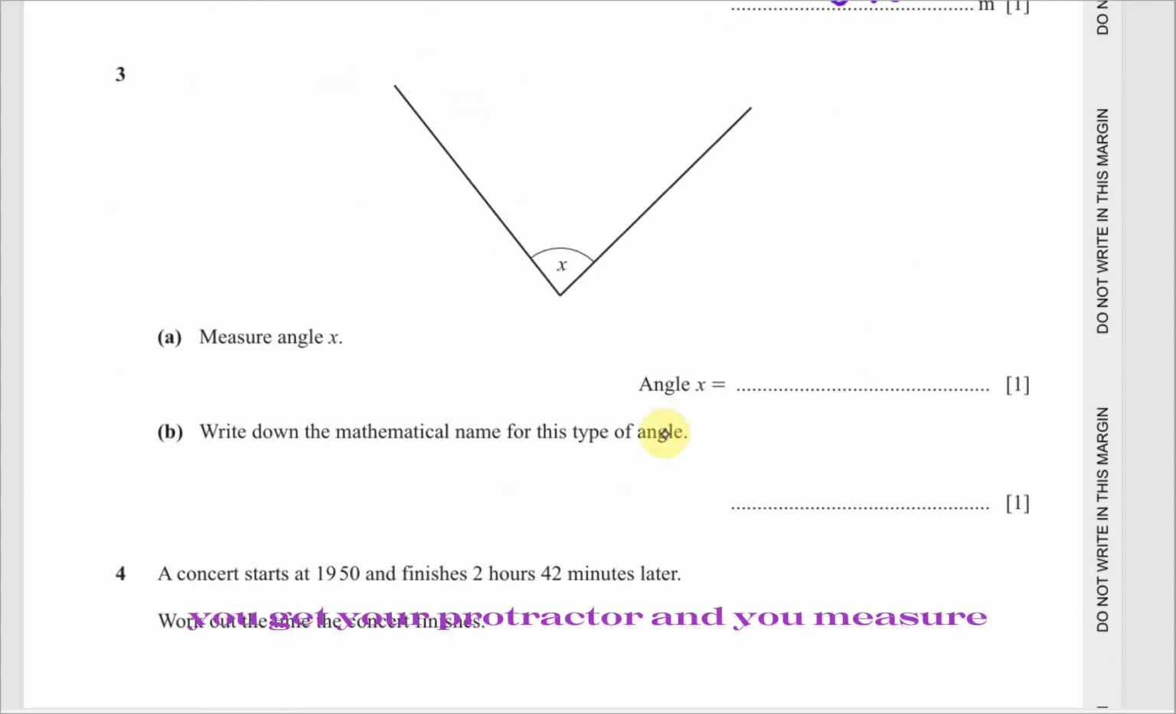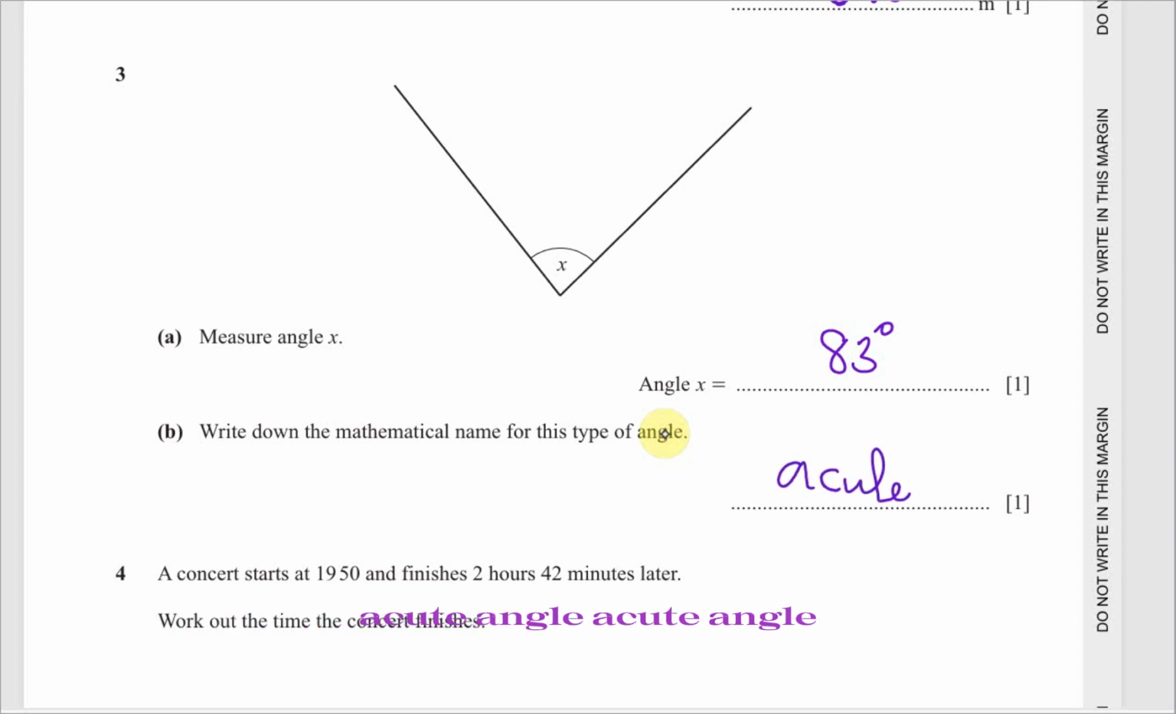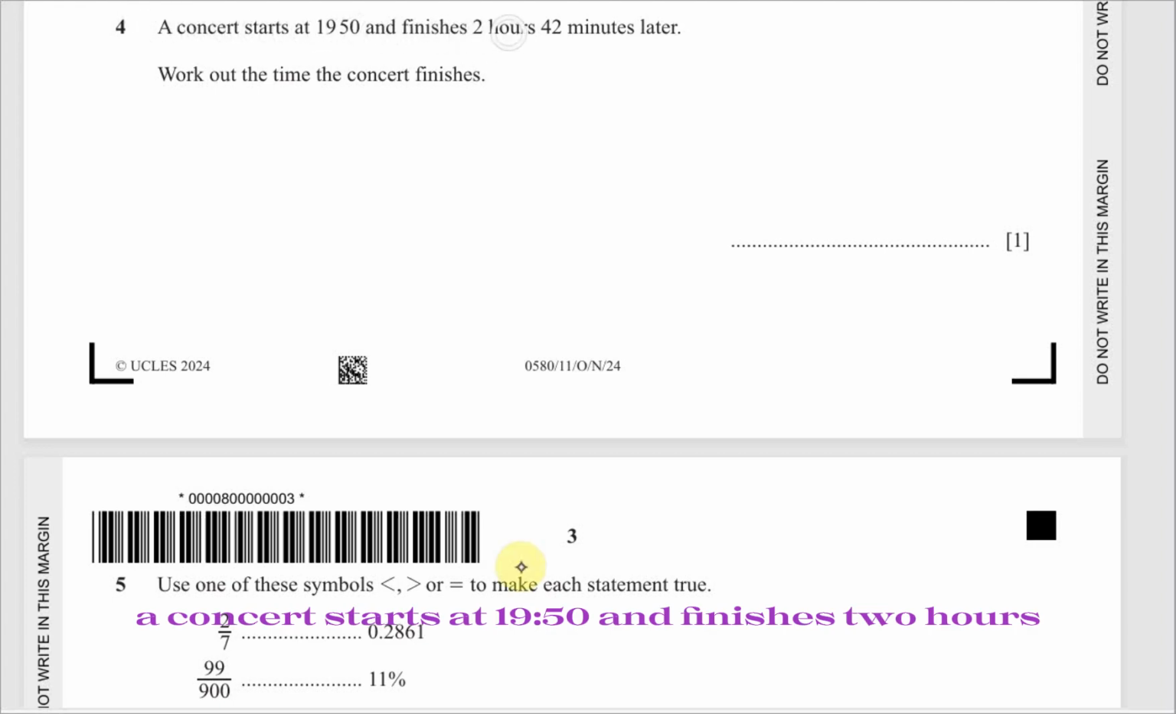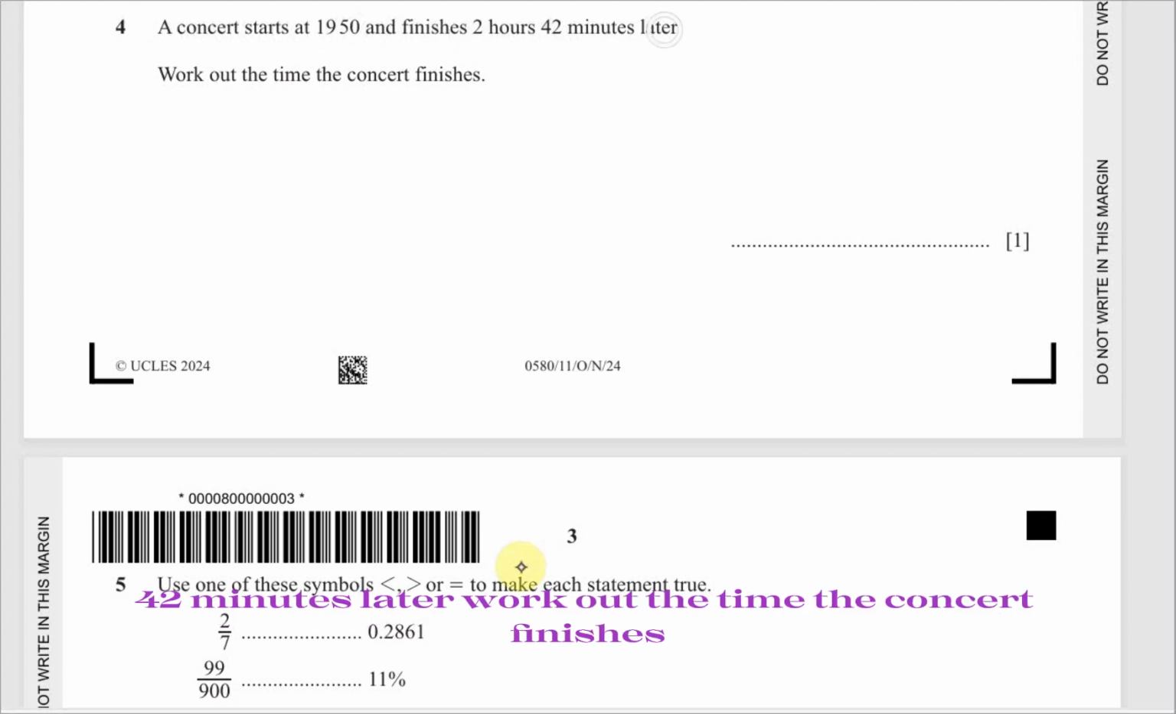Question 3. Measure angle X. You get your protractor and you measure. You realize that this angle is 83 degrees. Then write down the mathematical name for this type of angle. An angle that is less than 90 degrees is called an acute angle. Acute angle.